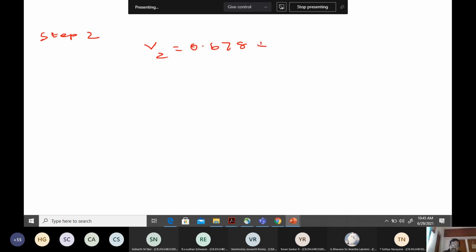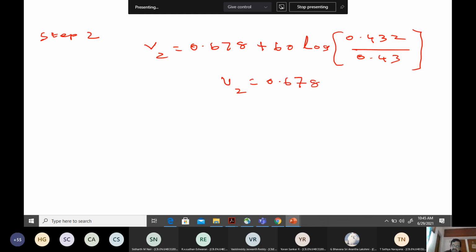So 0.678 plus 60 millivolt log of 0.432 divided by 0.43. Remember to be careful here with I1 and I2, because the new I1 and the new V1 becomes 0.678. Those are the results obtained from the first iteration. So if we substitute here V2, you will get close to 0.678 again, which is close to the value in the first iteration. Therefore, we stop the iterative method, and this is accurate enough.